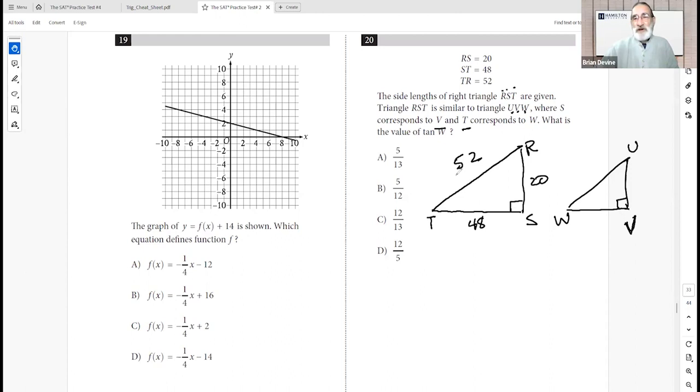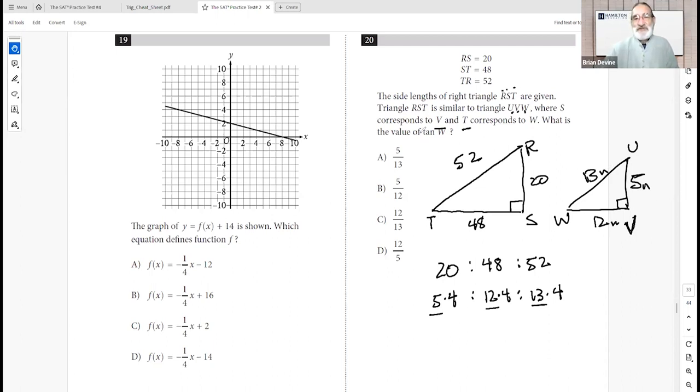But one thing I want to point out, peeking at the answers, is that this looks like a Pythagorean triple. I know that 20 is the same as 5 times 4. And I note that 48 is the same as 12 times 4. And I know that 52, like a deck of cards, is the same as 13 times 4. And so we have a 5, 12, 13 right triangle.